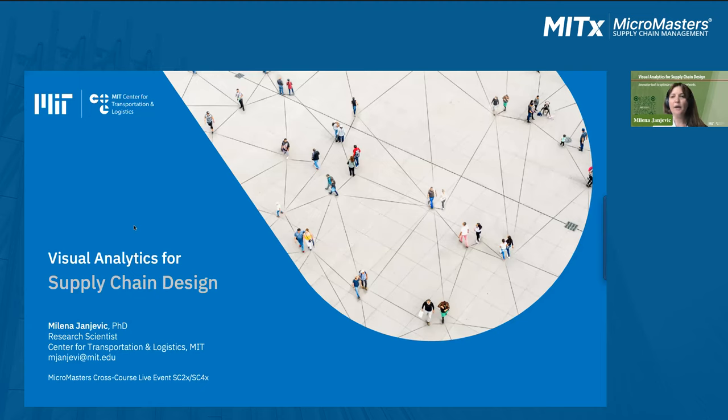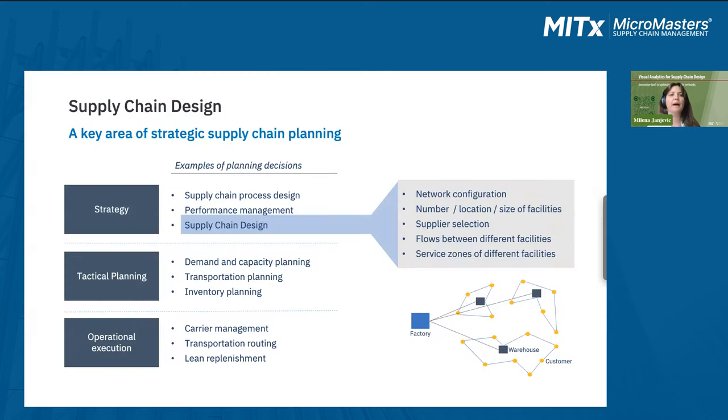Perfect. I will present in the next 15 minutes or so some of the work that we do in the supply chain design initiative around visual analytics in supply chain network design. So just a quick reminder of what we mean when we say supply chain design. As probably most of you know, in supply chain management, we have various levels of planning: strategic, tactical, operational. When we talk about supply chain design, we are really at that strategic planning level, and we are making decisions such as configuration of our network, number of our facilities, what suppliers to use, how to coordinate flows between facilities, et cetera. Typically, these strategic decisions have a very high return on investment, and therefore, I'd say supply chain design is probably one of the most critical areas of supply chain planning.